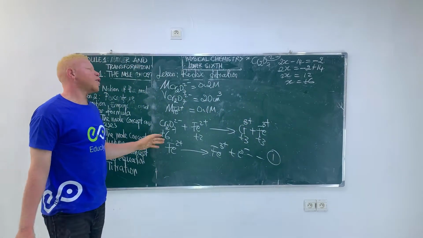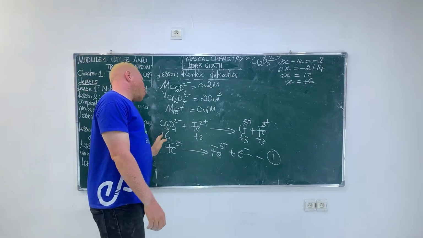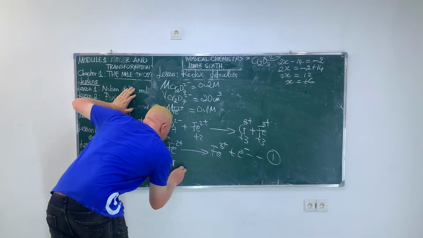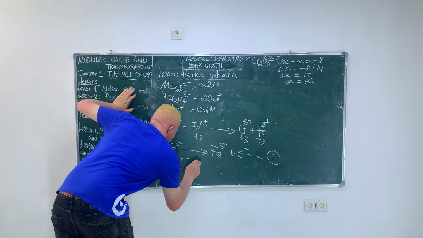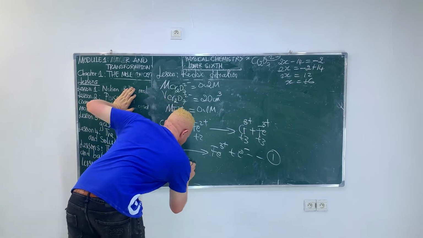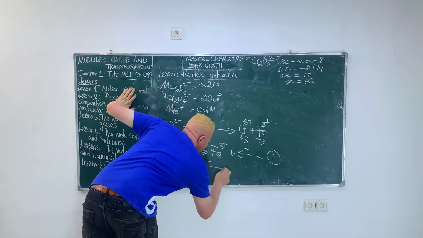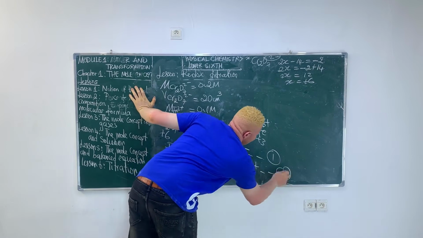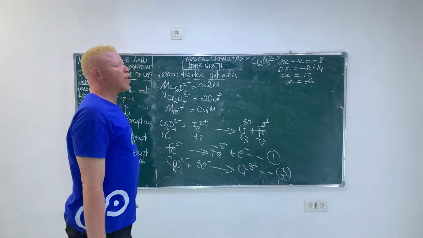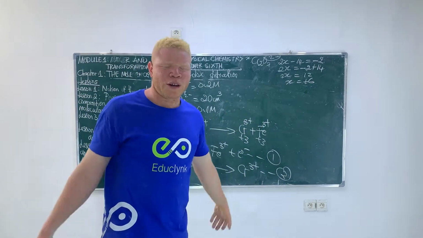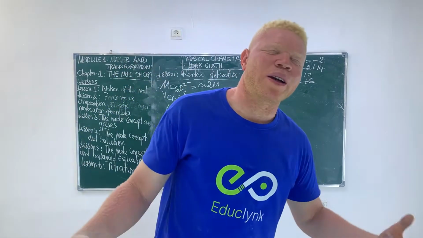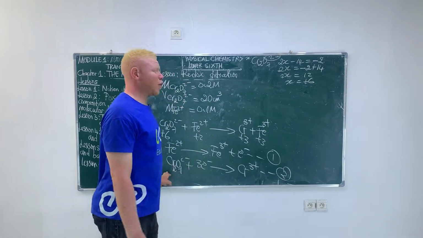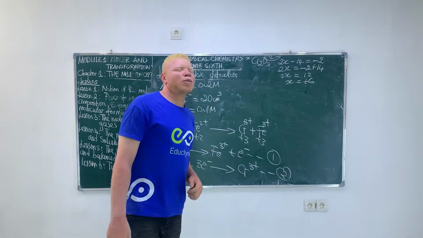And the chromium is now being reduced from chromium 6 to chromium 3. So we have the dichromate Cr2O7 2- plus 3e- giving Cr3+. Equation 2. But equation 2 has a very big problem: the number of chromium atoms is not balanced. Here we have 2 chromium atoms, and we have just a single chromium atom.